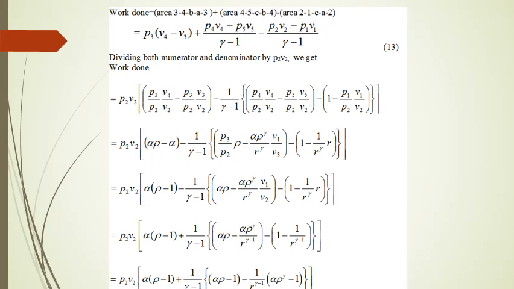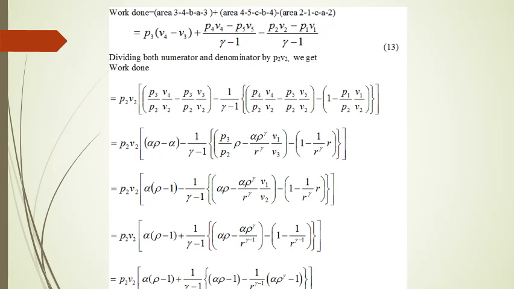So that is P3 into V4 minus V3 plus P4 V4 minus P5 V5 upon gamma minus 1, minus P2 V2 minus P1 V1 upon gamma minus 1. Dividing both numerator and denominator by P2 V2, we get the expression of work done as shown in the slide.